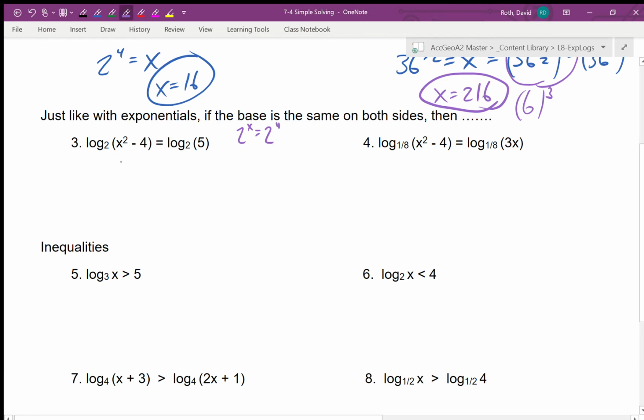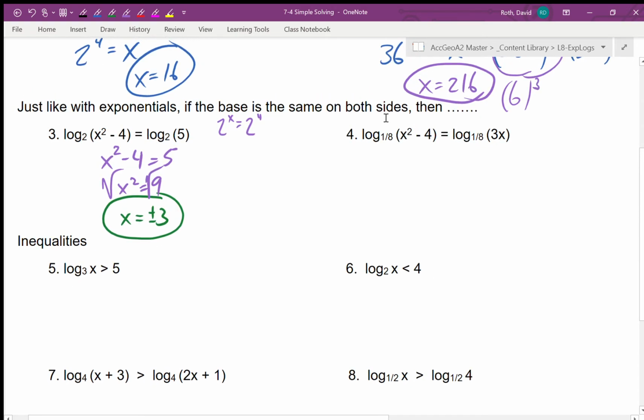So we say, okay, fine. x squared minus 4 must equal 5. Therefore, x squared must equal 9. Take the square root, and don't forget, this is x equals plus or minus 3. And that's a good way to solve.